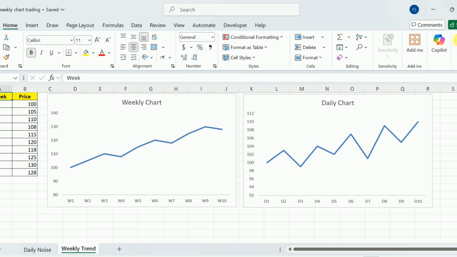Here's a simple way to use this in your trading. First, always start with the weekly chart. Understand the overall direction and then move to the daily chart only to refine your entry. This way, you stop guessing and start following the market. Avoid this mistake: don't make decisions based on only daily charts and don't react to every small movement you see. Always remember this rule: higher time frames give direction, lower time frames give entry.